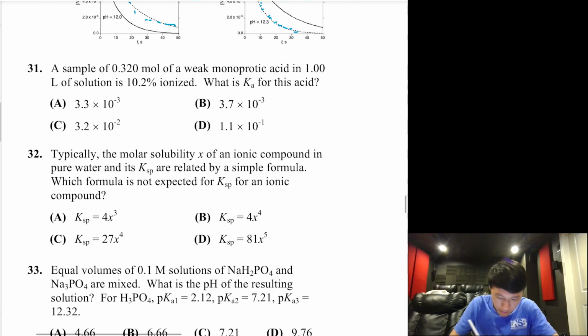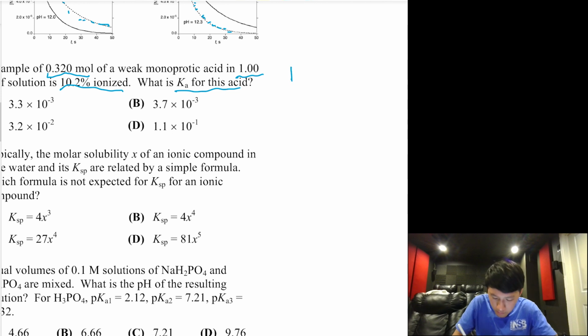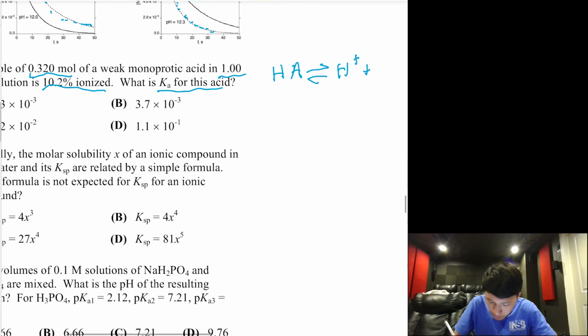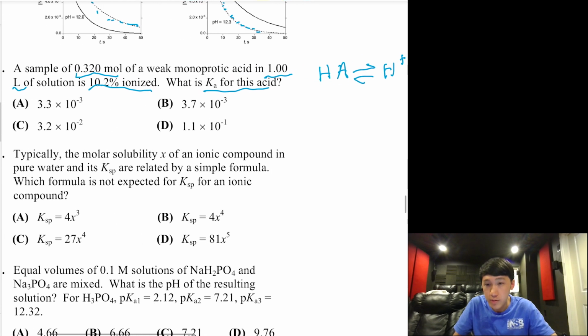Problem 31. A 0.320 mole of a weak monoprotic acid in 1 liter of solution is 10.2% ionized. What is the Ka for this acid? So, this is the dissociation of an acid, HA, in equilibrium with H plus and A minus. And we're told that 10.2% of it is ionized.